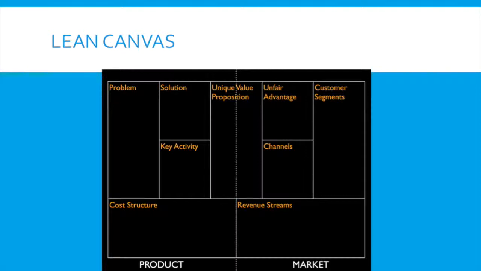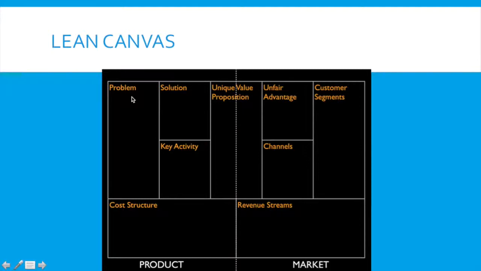But if you notice, there's a line here in the middle, and this line is basically separating how you should approach the Lean Canvas. So to the left, you see the product side, and then to the right, you see the market side. So the product side is basically what you build, and then the market side is what you have to learn from the market and adapt to.